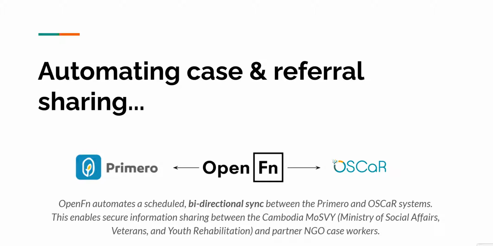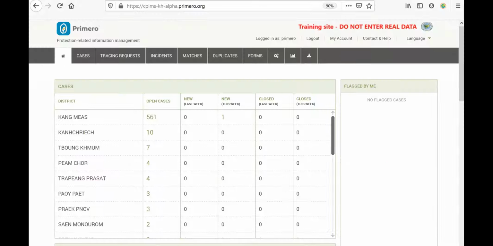On Primero, only the system administrator is able to see this information. Case workers, managers, and provincial focal points do not have access to this data. The basic data points being exchanged between OSCaR and Primero are the OSCaR child code, child name, date of birth, gender, and location. To show you how this works, I am accessing Primero as a system administrator.